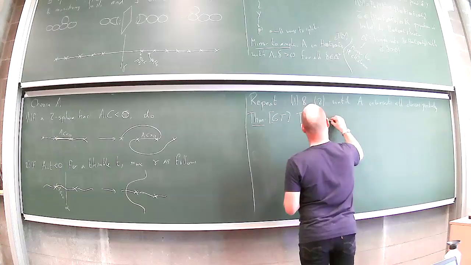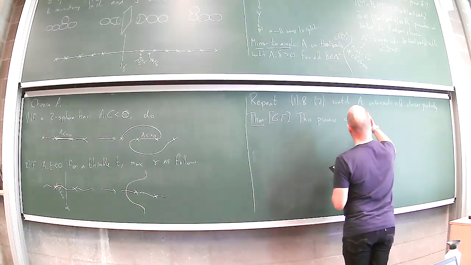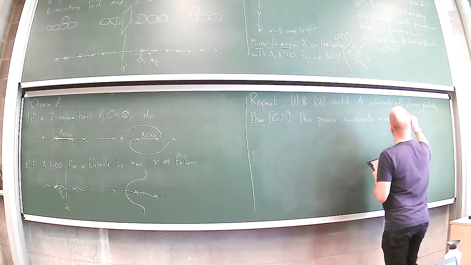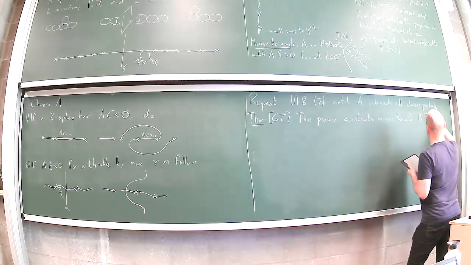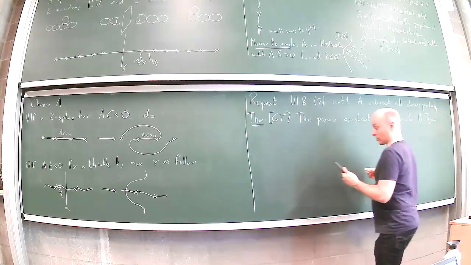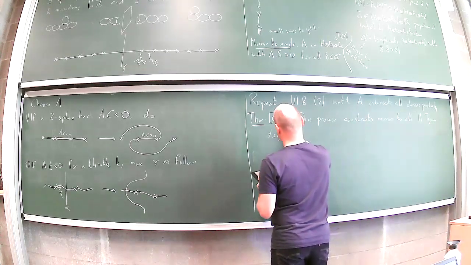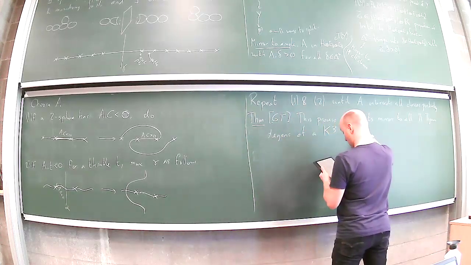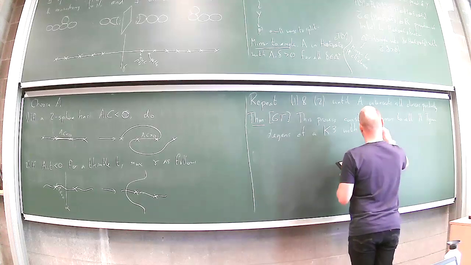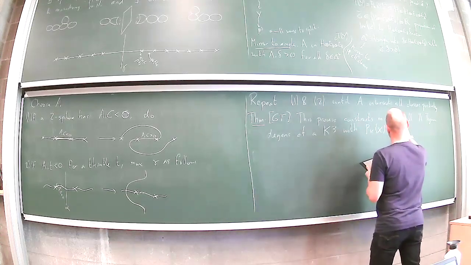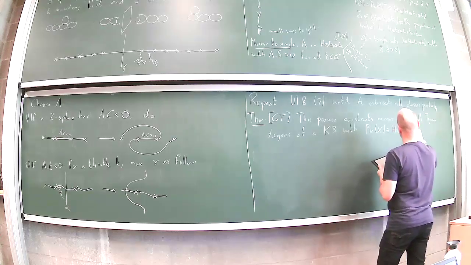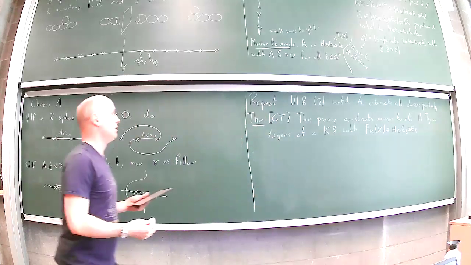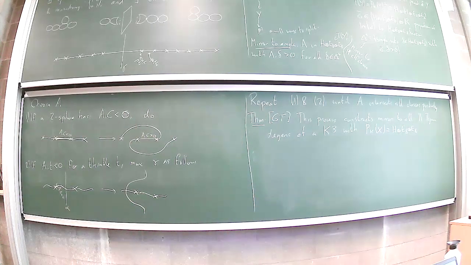This process constructs mirrors to all 11 Turing degenerations of a K3 with... so all these examples of degeneration we saw before, you can construct mirrors to them all by using this process.